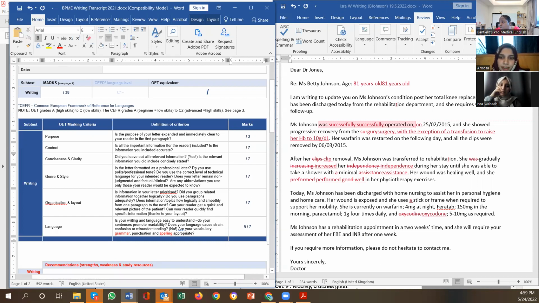But organization and layout, it was very good. It is prioritized. You do use the correct level of technical language. It does remain factual, and any abbreviations you use are abbreviations that they'll be expected to know. So for organization and layout, I will give you a good mark. Genre and style, again, I also would give you a good mark. But the thing about it is your spelling issues kind of impacted your clarity. Although you did have a nice concise letter, so I'd give you a 5 there.